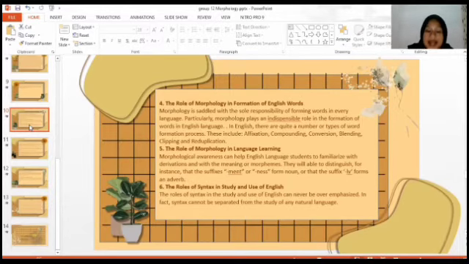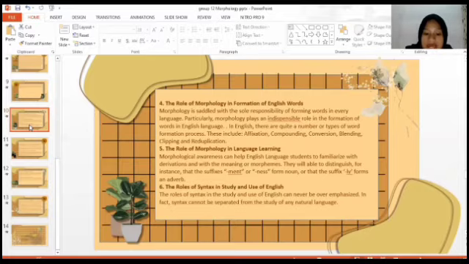5. The role of morphology in language learning. Morphological awareness can help English language students to familiarize themselves with the derivation and the meaning of morphemes. They will be able to distinguish, for instance, that the suffix -man or -ness forms a noun, or that the suffix -ly forms an adverb.